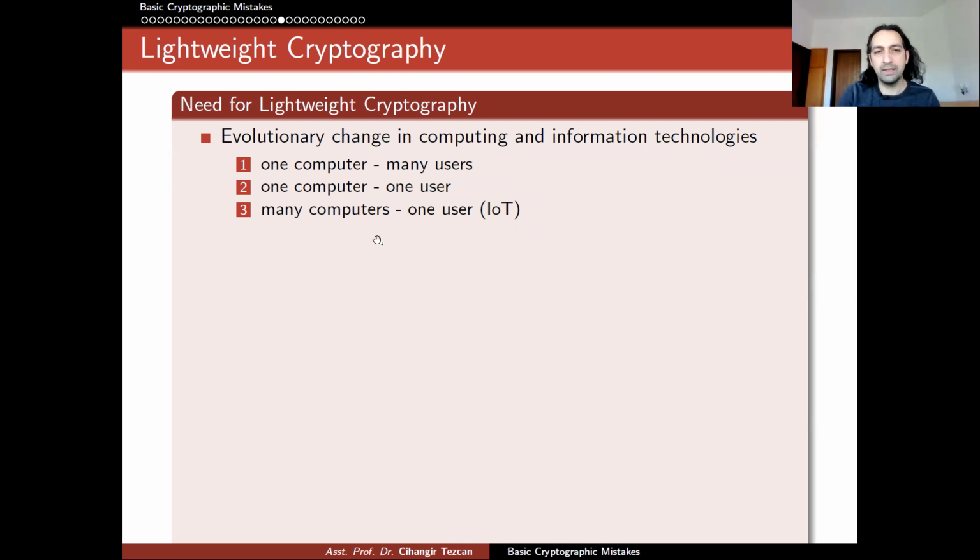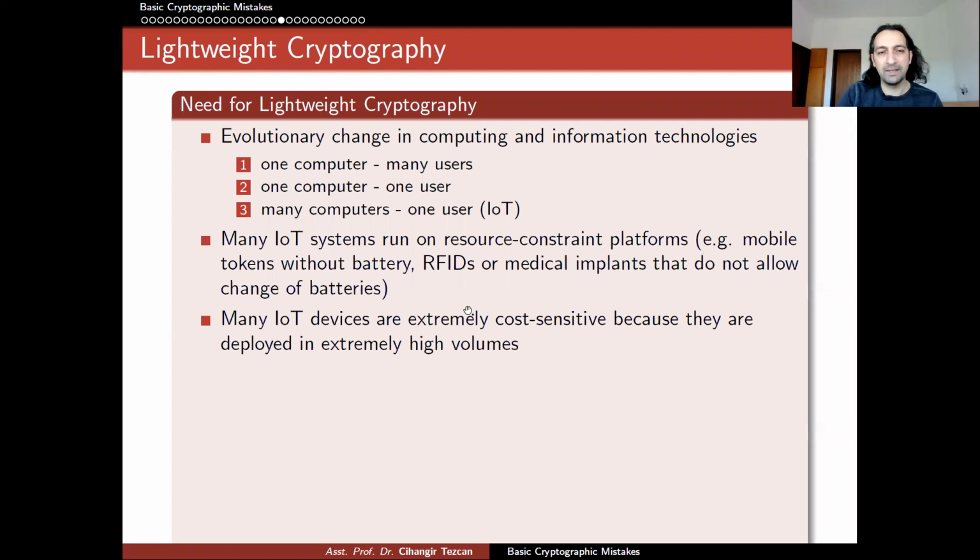We have our mobile phones, tablets, laptops, desktops, our smartwatches, and almost every smart device in our home. So we have a lot of devices that can connect to Internet. But many of these IoT systems run on resource-constrained platforms, for example, mobile tokens without battery, RFIDs or medical implants that do not allow change of batteries. So if you have a hard battery implemented, you cannot change it all the time. So they have to conserve battery.